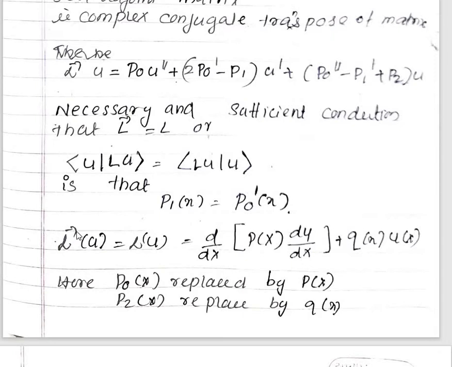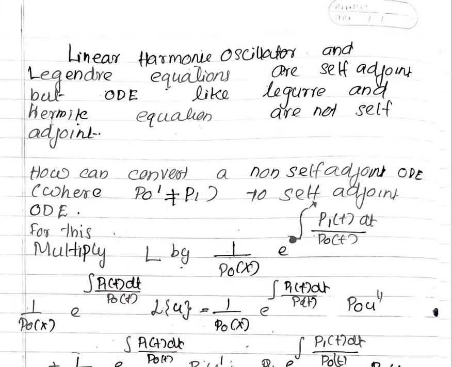L bar of u is equal to L of u, that is equal to d by dx of p of x du by dx plus q of x u of x. Okay. Normally the linear harmonic oscillator and Legendre equations are self-adjoint. We can check whether an equation is self-adjoint or not by putting P0 dash of x equal to P1 of x.